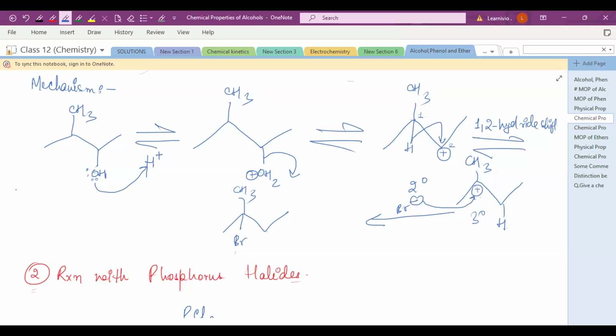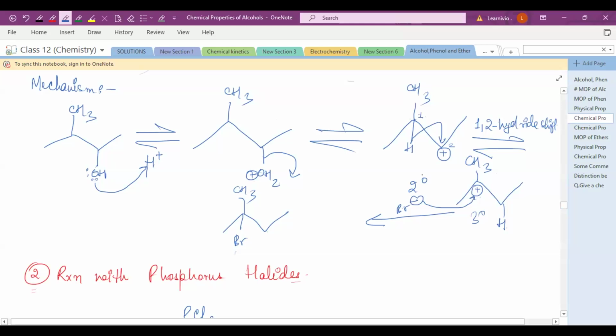It is very easy. In the first step, this lone pair of the oxygen tries to approach this hydrogen. When it approaches this hydrogen, here OH2 plus forms, and this OH2 plus is very unstable. So what will happen here? Water will be removed, and if water is removed, the formation of carbocation will be there. The carbocation will form here, right?